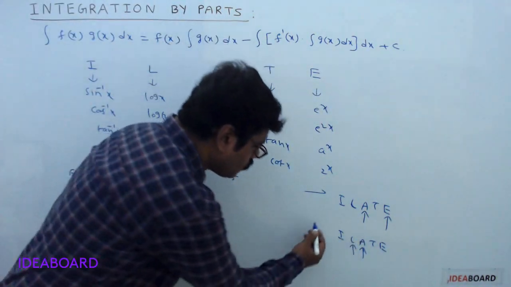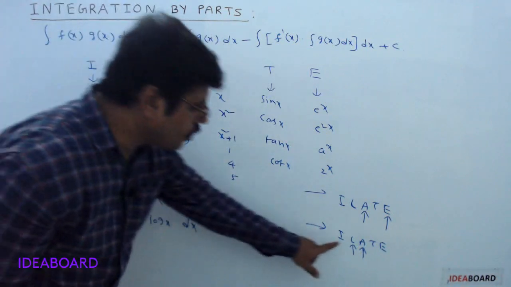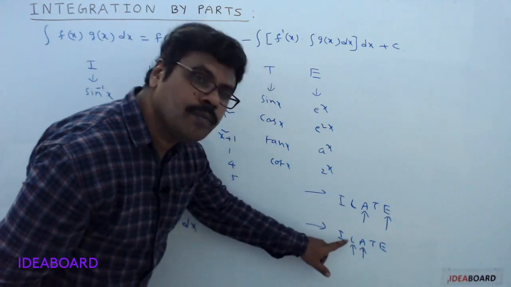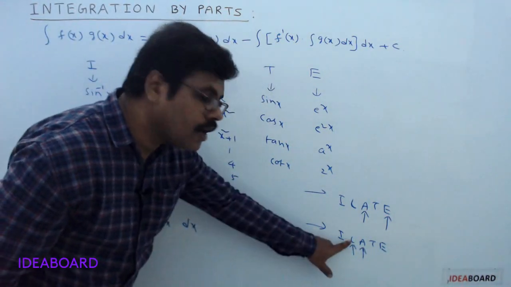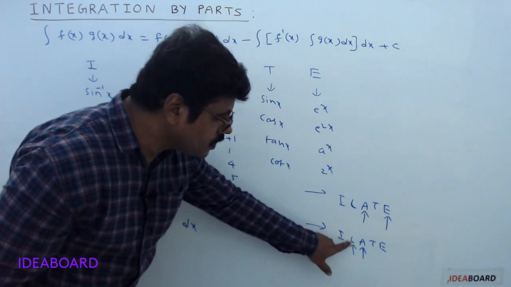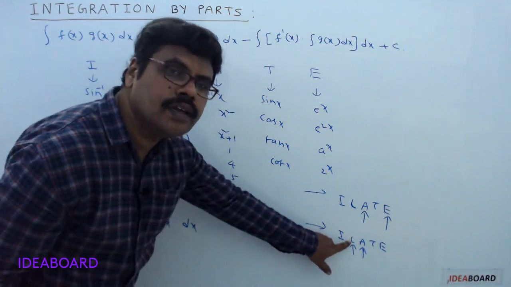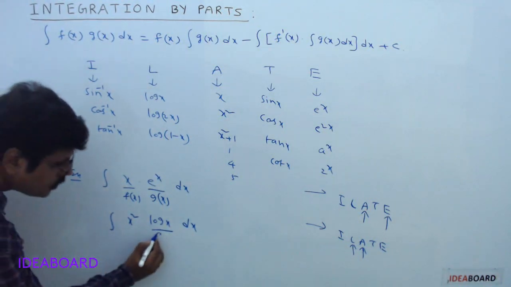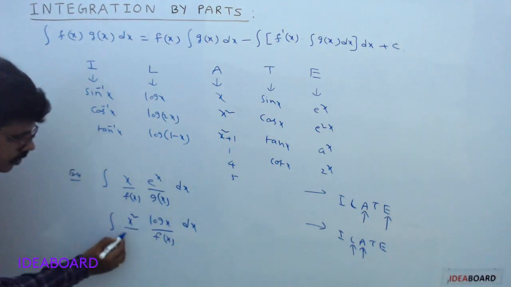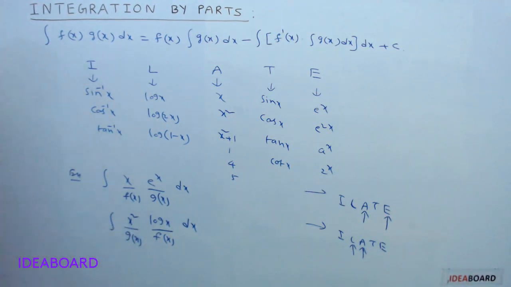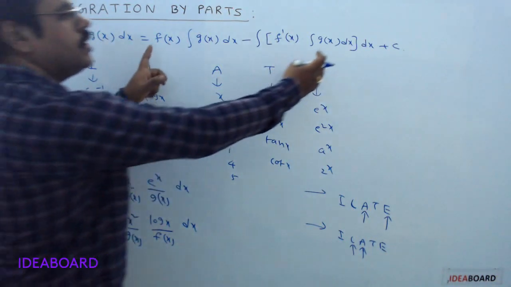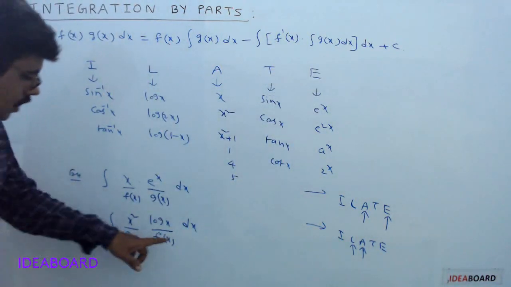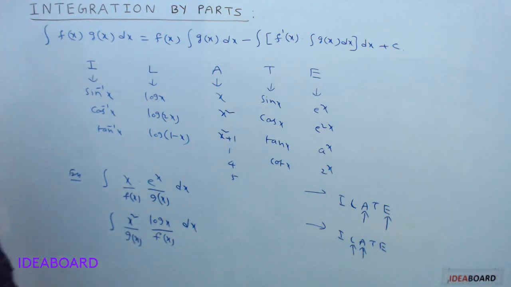When you observe this from left to right, among these two, which function comes first? Logarithmic function. So this log function will be taken as f of x. Other function will automatically be g of x. So f of x is log x, g of x is x square. Then you can apply this formula. You get the answer to this problem.